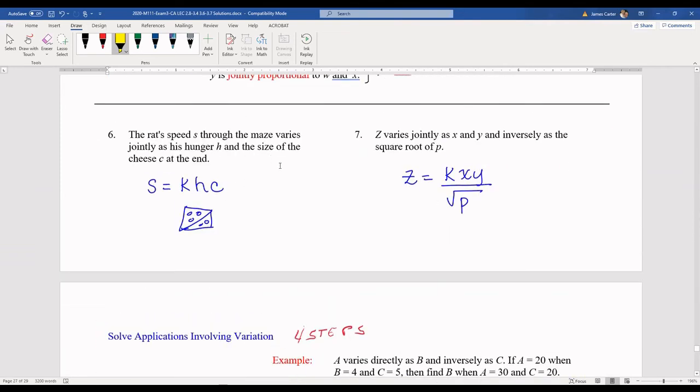Let's write the equation of variation. Well, the speed is a constant times how hungry he is times how big the cheese is. Varies jointly as X. So Z equals KY. Or XY, KXY, easy for me to say, inversely as the square root of P.